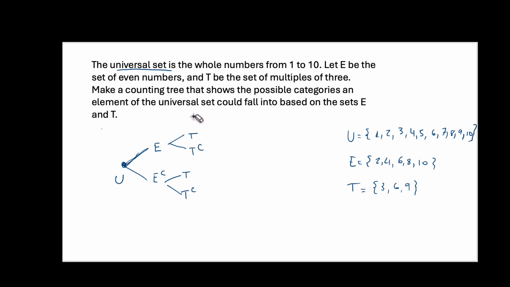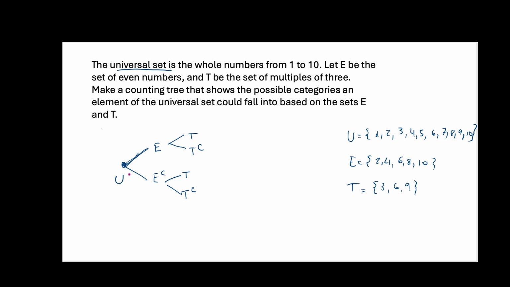So the tree set up for sets is fine. This is the structure, and you get the categories. You can have an even number that is a multiple of 3, for example 6. This is where 6 sits. You can have a not even, or odd, number that is a multiple of 3, for example 3, 9. Anyway, you have the categories, but you didn't put the numbers. To have a counting tree, we need to put the numbers on the branches.